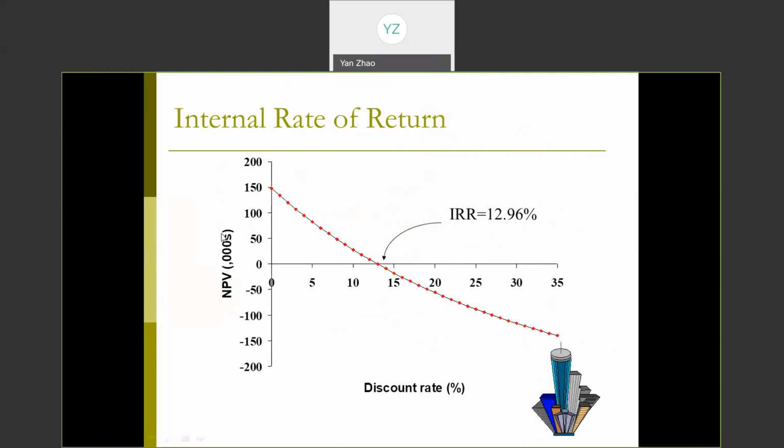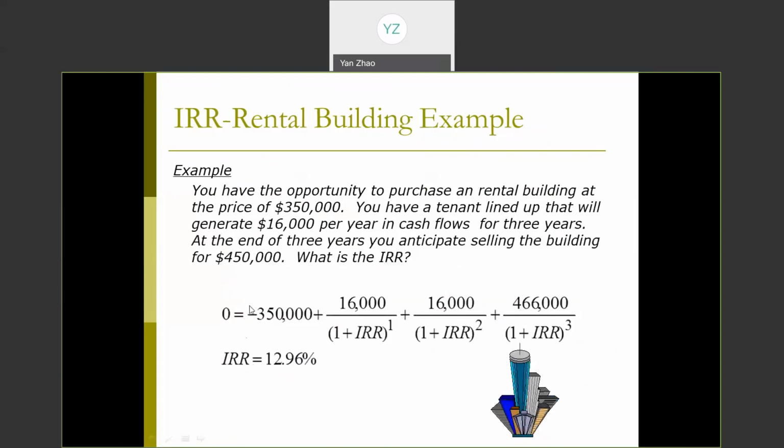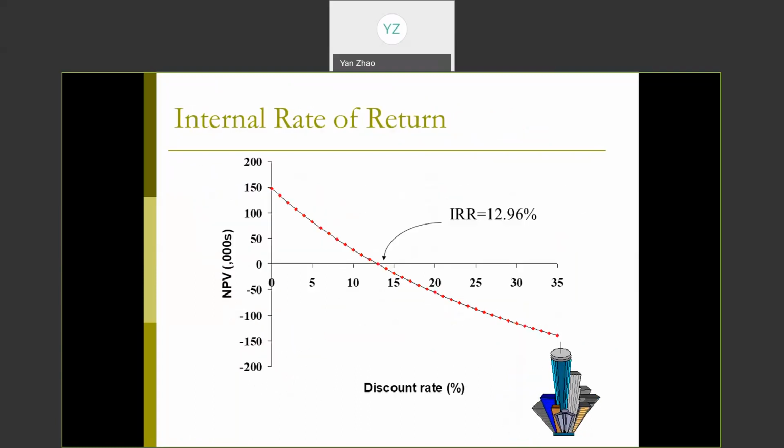Okay, if the required rate of return is 15%, you do not accept it. If the required rate of return is 10%, which is again set subjectively by the financial manager, you should accept the project. Okay, so let's look at this picture.